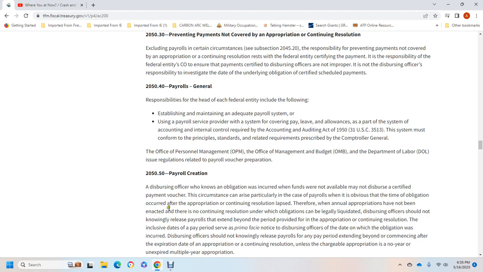The disbursing officer should only release payrolls that extend beyond the period provided by the operation of the continuing resolution. The inclusive days for the period are the primary notice for the disbursing officer, whether the obligation will be incurred. The disbursing officer should not knowingly release payroll for any period extending beyond the expiration date of the operation of the continuing resolution. This chargeable operation is a no-year or multi-year operation.